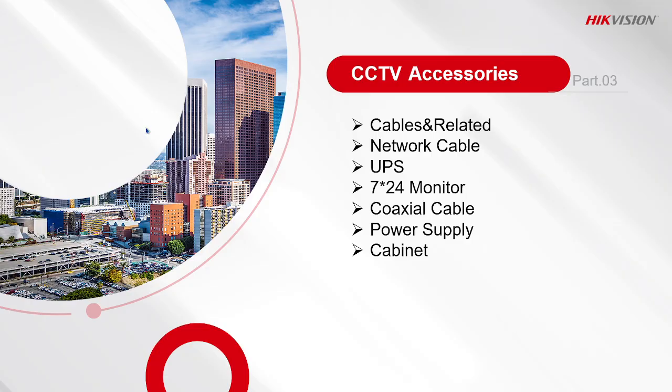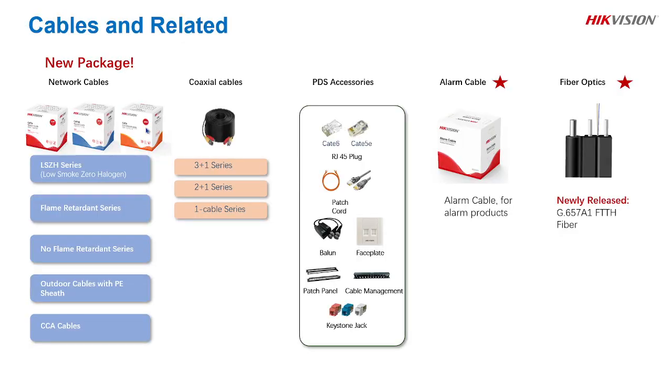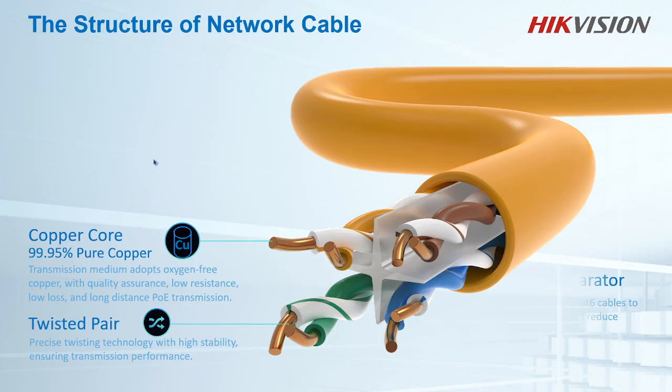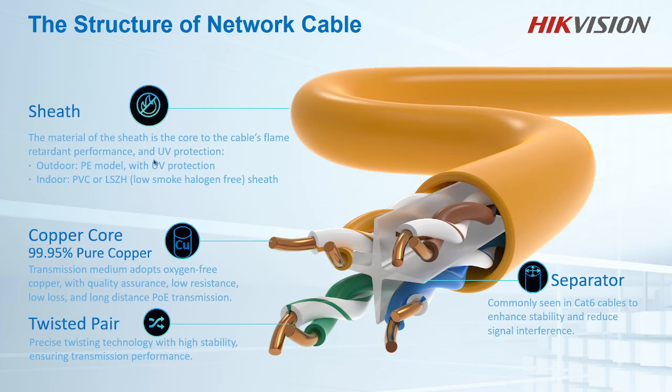Now let's look at the accessories, CCTV accessories. We have different cables: pure copper Cat6 cables, Cat6A cables, coaxial cables. We have the premise distribution system and accessories like the RJ45, patch cords, fiber cables, patch panel, cable management, and keystone jacks. With all this variation, on a HIKVISION cable we focus on quality. This is what you'll get.